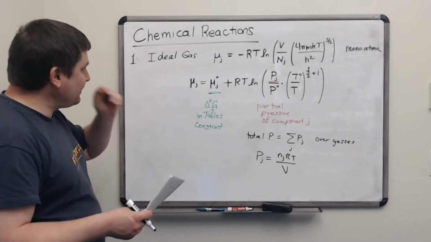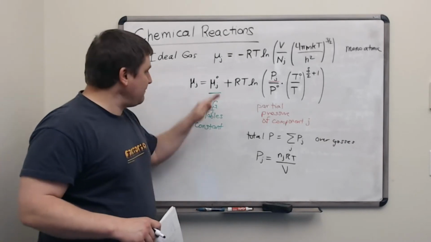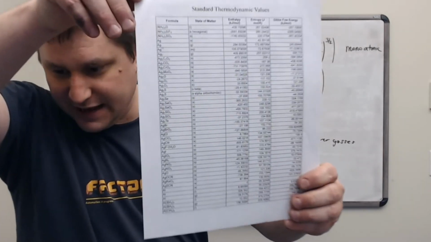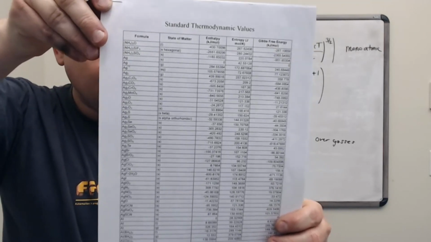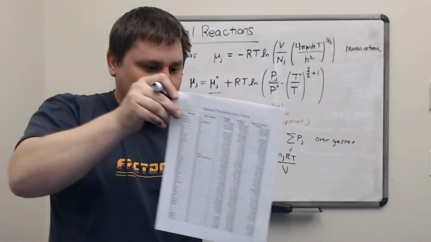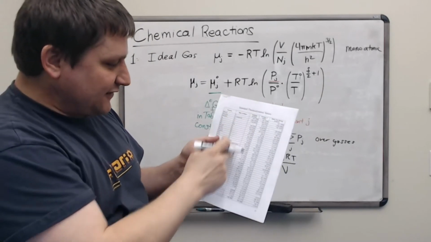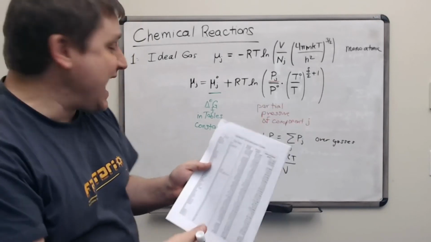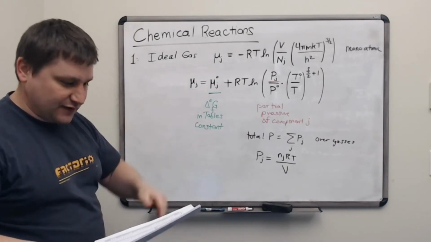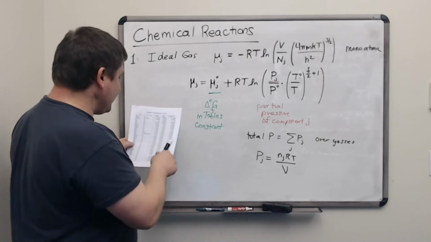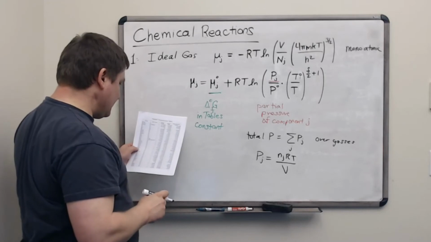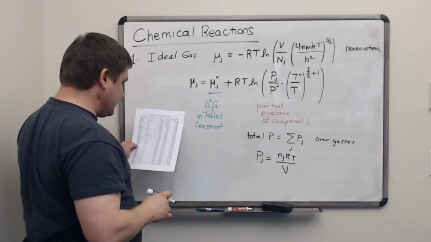Okay, so that's how we handle ideal gases. We will look up mu J zeros in a table. Here is the table. It's been posted on Sakai. So the chemical compound is on the left. The state of matter is the second column, and if it's got a G there, then that's a gas, and that's where we would pull this value from. The value we're talking about here, Gibbs free energy of formation, mu J0, is the right column.